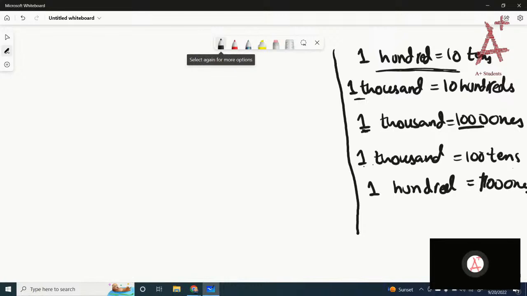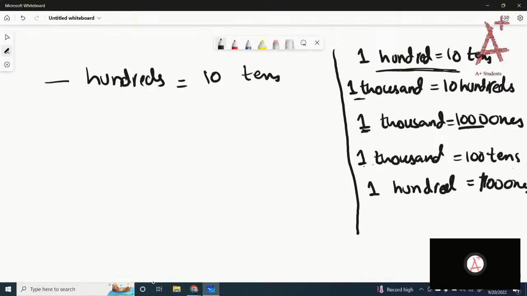Okay, the next one is how many hundreds do we have in 10 tens? In 10 tens you have 100. Select the correct option, click on the OK button.